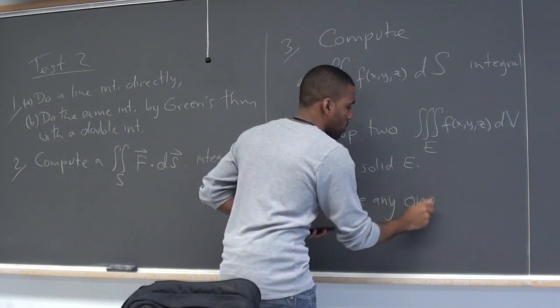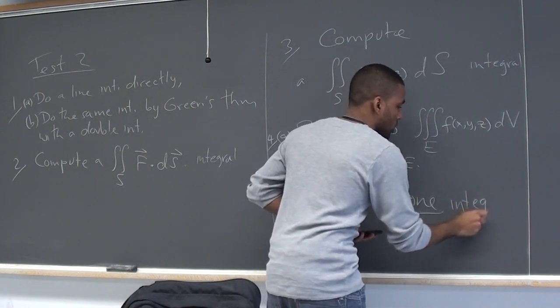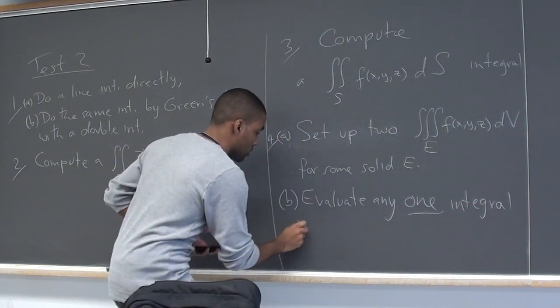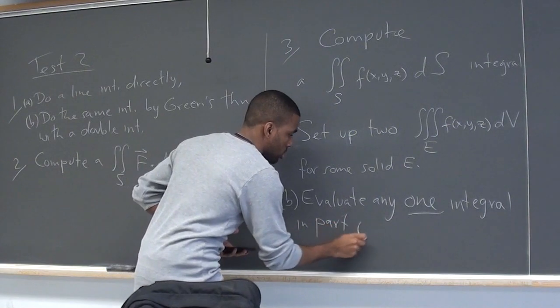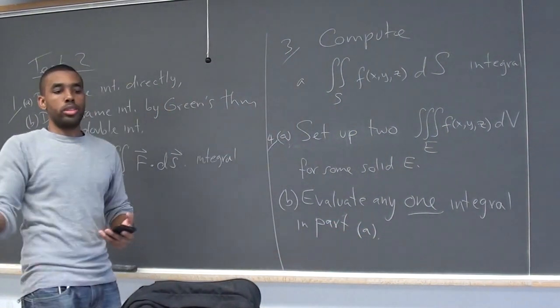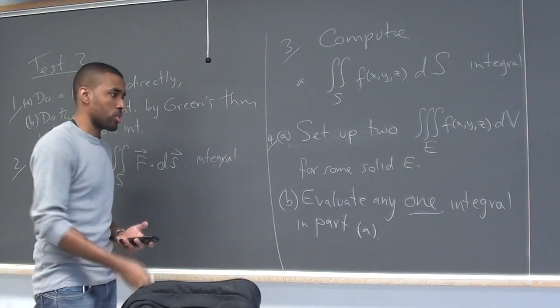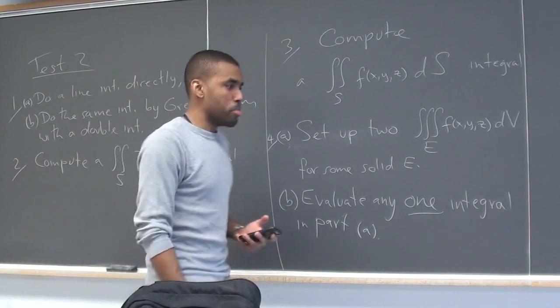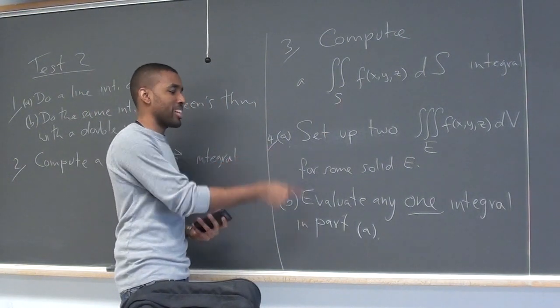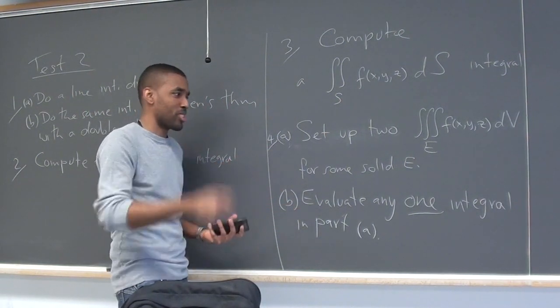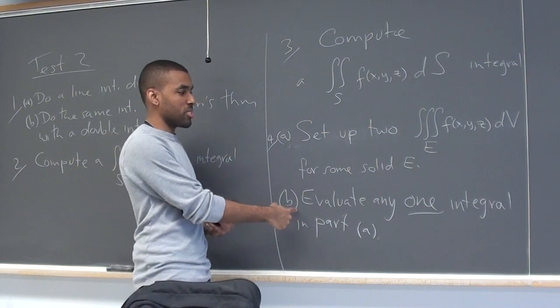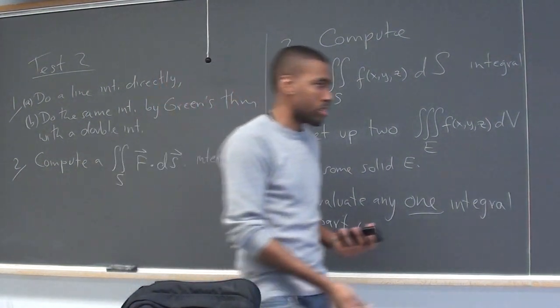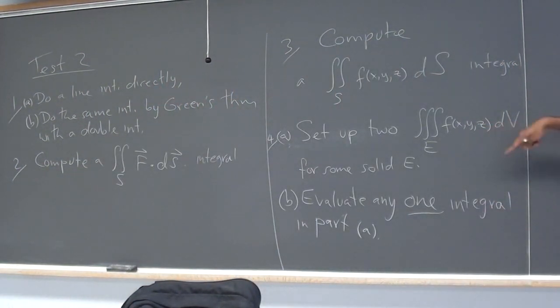So set it up, meaning you can use whatever form you want to represent. I'm not going to force you to use cylindrical or spherical or rectangular. You choose whatever you want to set up, just make sure you do it right. And make sure you do it in such a way that you would be able to evaluate, right? Don't set up this crazy integral in rectangular coordinates if it's going to be super messy to compute in part B, right? So I'm going to describe 2 surfaces, and you're going to set up 2 triple integrals, but part B is only to evaluate any one of them.